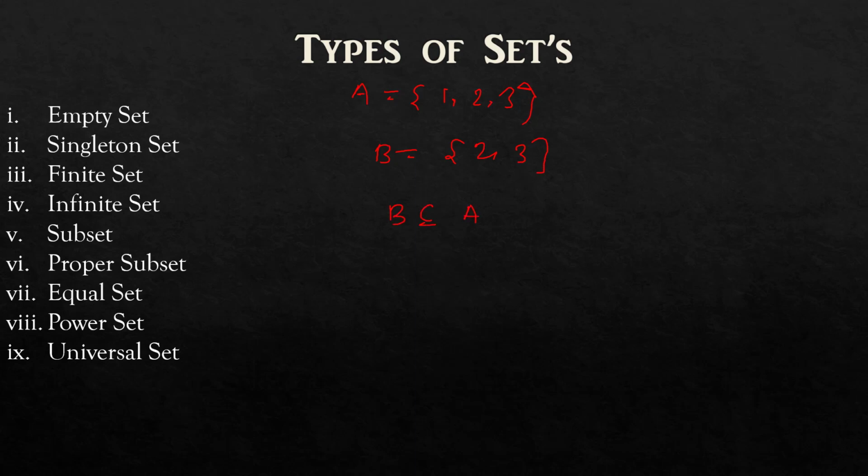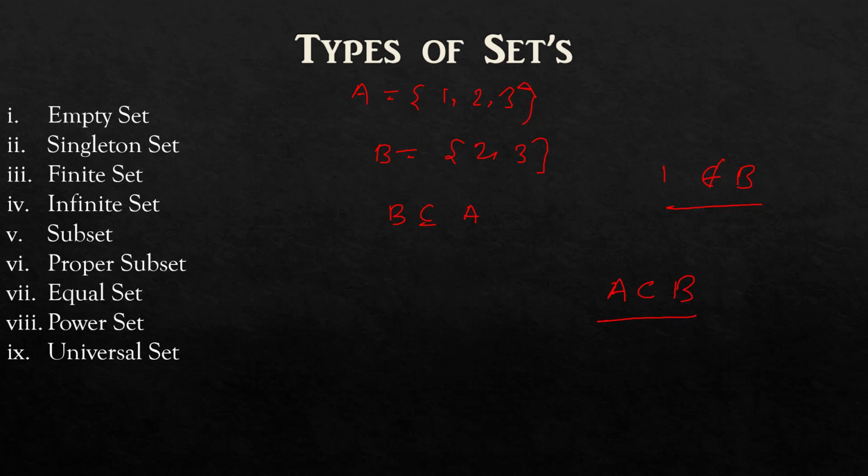Now for the given condition, A = {1, 2, 3} and B = {2, 3}. Now look, 1 does not belong to B, which means at least one element of A does not belong to B. In that case, A is a proper subset of B.